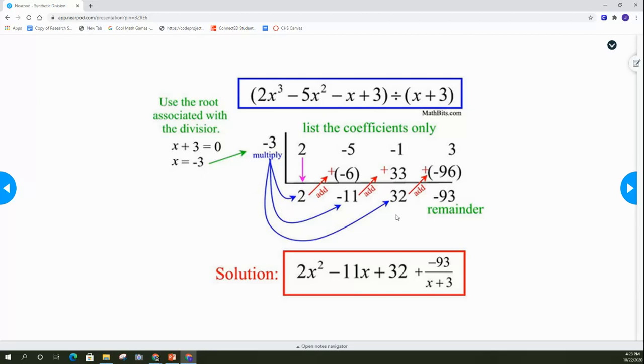So now this is my answer. I just got to throw all those variables back on there. So if this is the quadratic term, I throw an x squared on it. If it's a linear term, I throw an x on it. Constant term, nothing. And then the remainder, we just write as a fraction over the original divisor of x plus 3. So my final answer here is 2x squared minus 11x plus 32 plus a remainder of negative 93 over x plus 3. So if I asked you, is x plus 3 a factor of 2x cubed minus 5x squared minus x plus 3? The answer would be no, because the remainder was not 0.